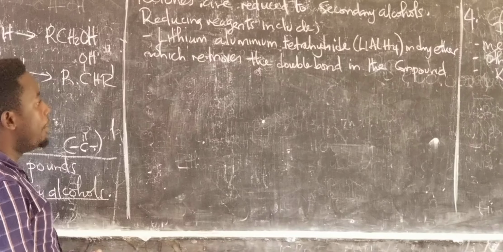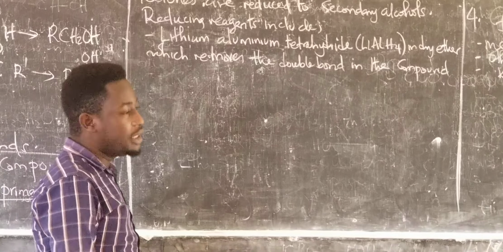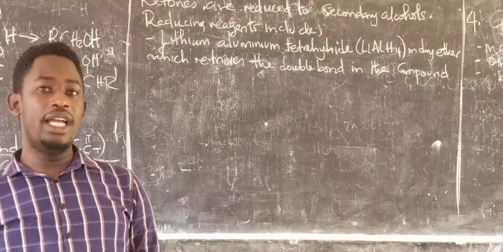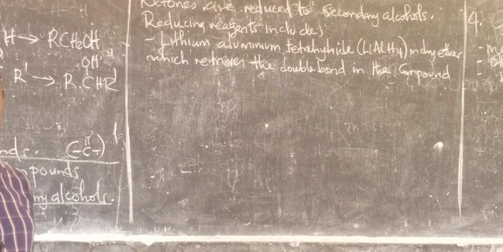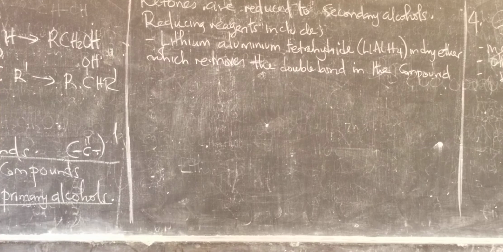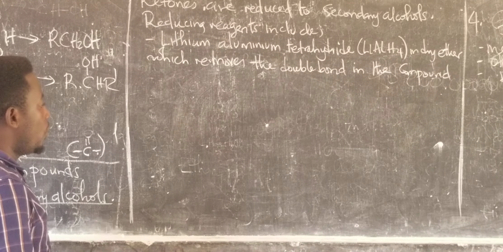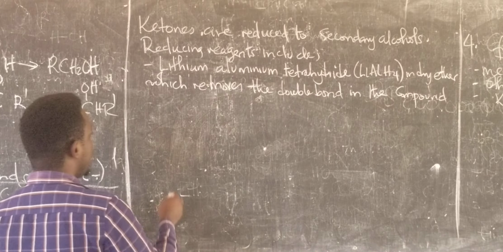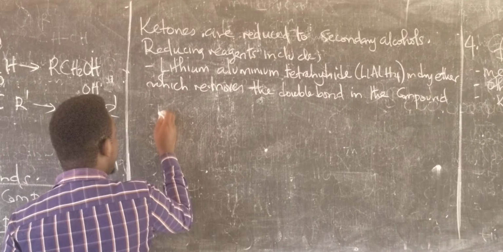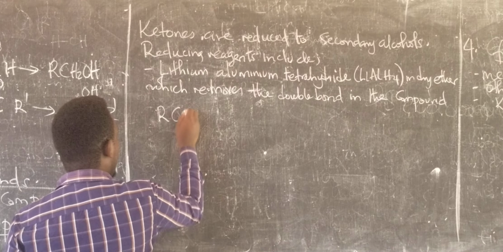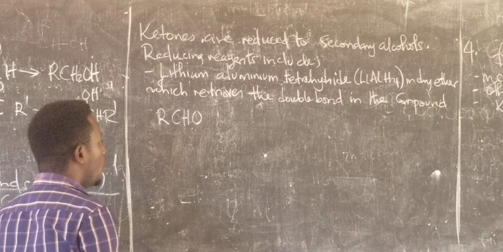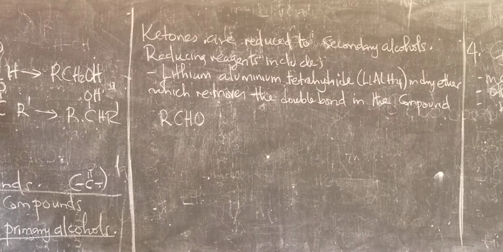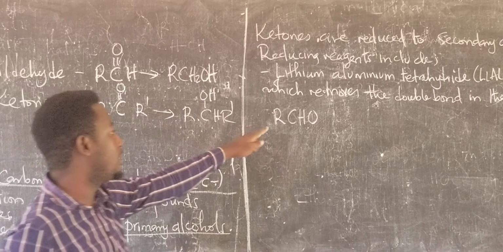And I've said the most common reducing agent is lithium aluminium tetrahydride. This reducing agent works in presence of dry ether. So let's look at an example. Generally, for aldehydes, it will be RCHO, whereby when I write it like this, one is the same as this. This and that, they are the same.